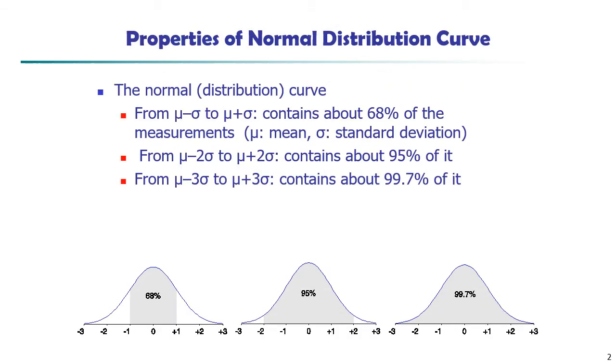So we'll start from the properties of the normal distribution curve. In the normal distribution curve, mu refers to the mean and sigma refers to the standard deviation. The range from mu minus sigma to mu plus sigma contains 68% of the measurements, while mu minus 2 sigma to mu plus 2 sigma contains 95% of it, and mu minus 3 sigma to mu plus 3 sigma contains 99.7% of the data.